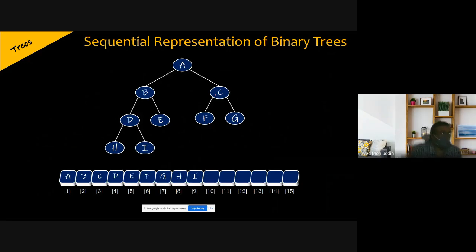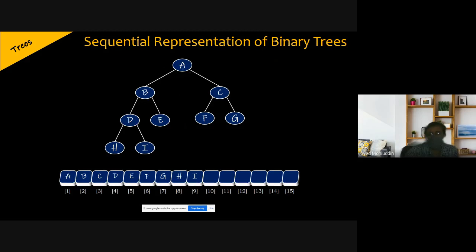we can use arrays as well as linked lists to represent binary trees. Let us first look at how to represent them using arrays, that is sequential representation, using sequential memory locations. What we will do is start numbering the nodes from top to bottom, and in each level from left to right.